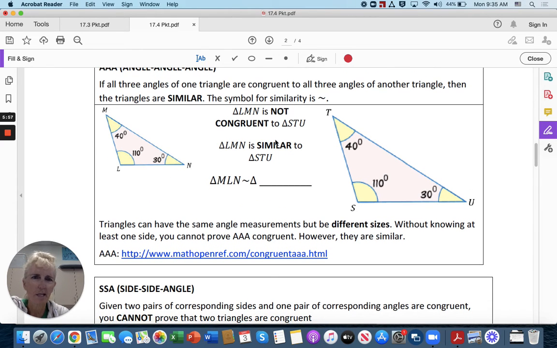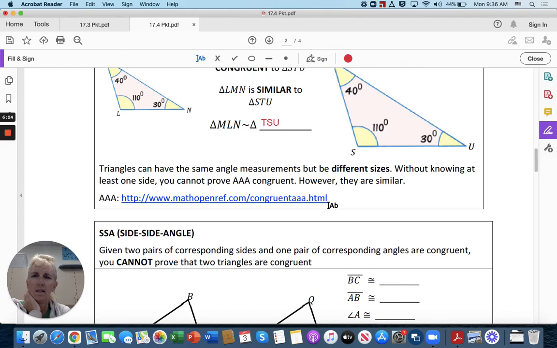Such as LMN is not congruent to STU. See how they have the same angles, but one just has longer lengths than the other one. So this is the similarity sign right here. So we can say that MLN is similar to TSU. So MLN, TSU, okay? Triangles can have the same angle measurements but be different sizes. Without knowing at least one side, you cannot prove angle, angle, angle congruent. However, they are similar.